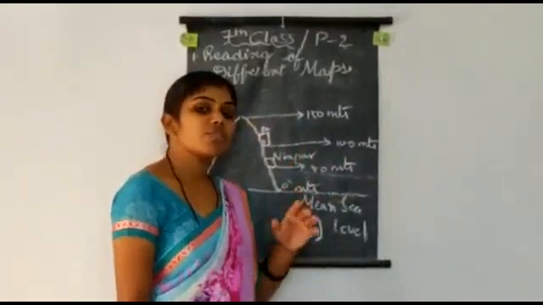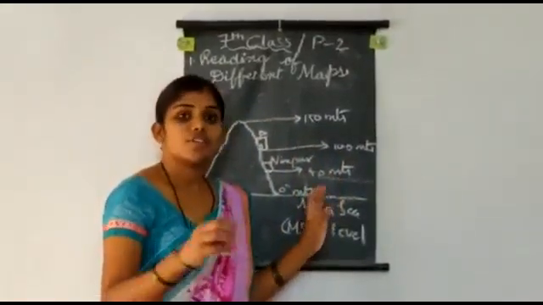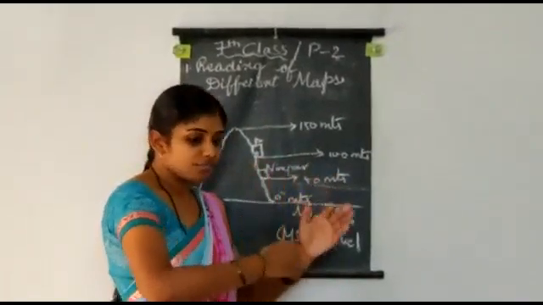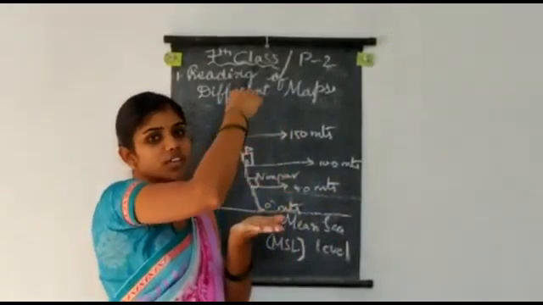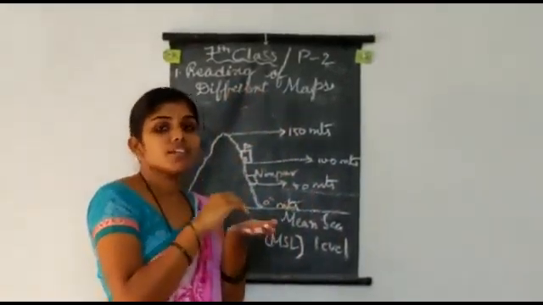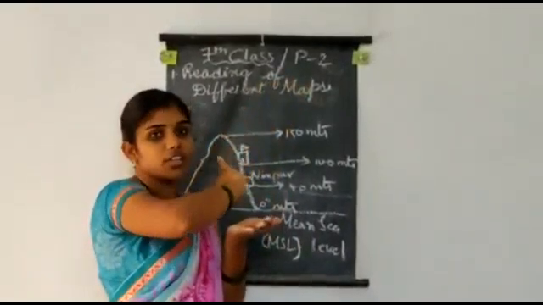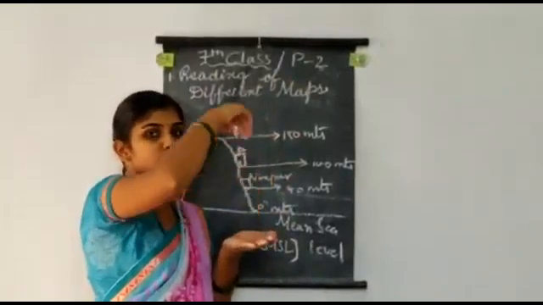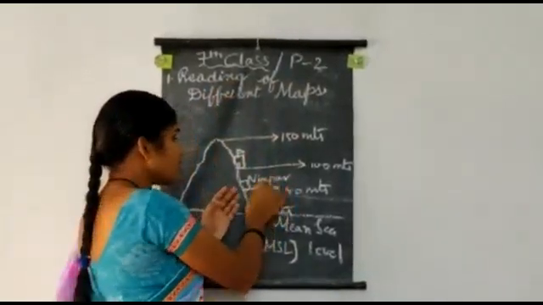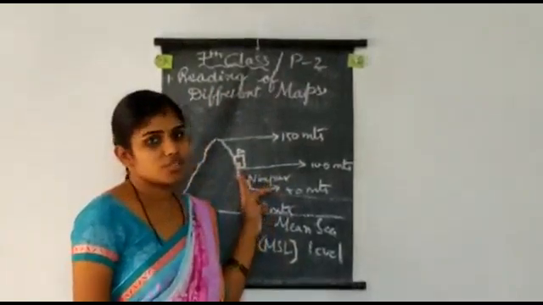How can we say that Nimpur village is located at 50 meters? Because we are measuring the hill from the bottom of the hill. The bottom of the hill is 0, and after 0 come 1, 2, 3, 4, 5; we are measuring the hill from bottom to the height. That's why when we came to 50 meters, at that 50 meters there is Nimpur village.